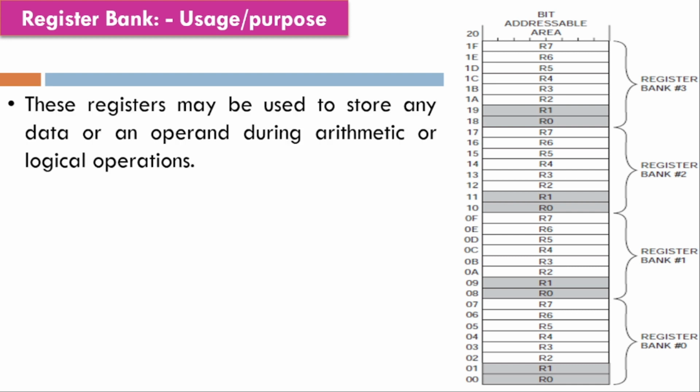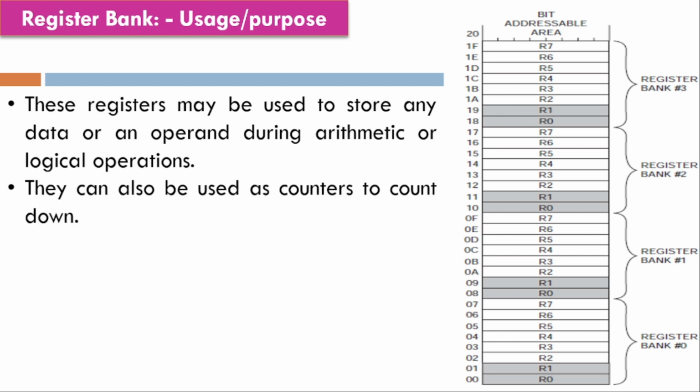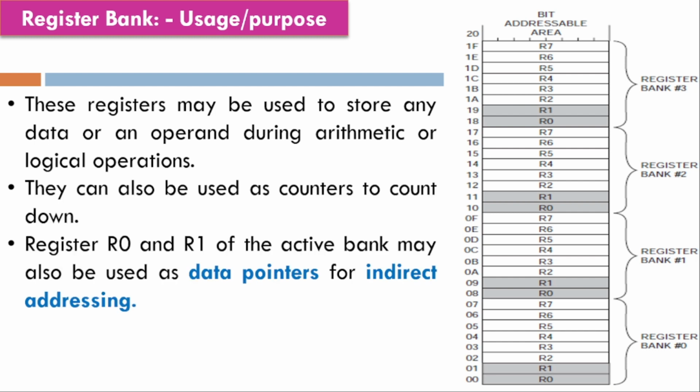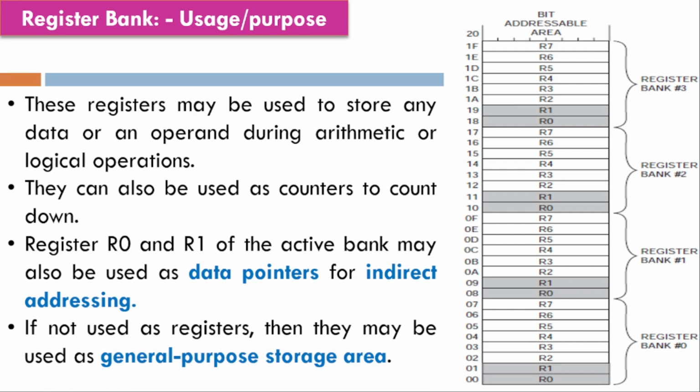These registers serve the purpose of storing data or operands during arithmetic or logical operations. Additionally, they can function as countdown counters. Registers R0 and R1 within the active bank also serve as data pointers for indirect addressing. If not utilized as registers, they can alternatively serve as a general-purpose storage area.